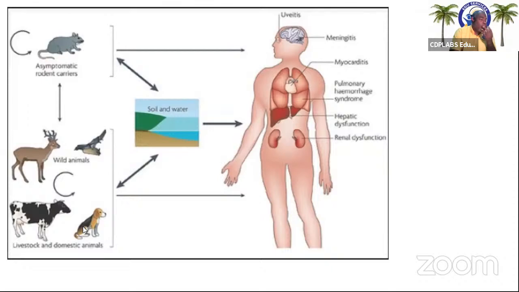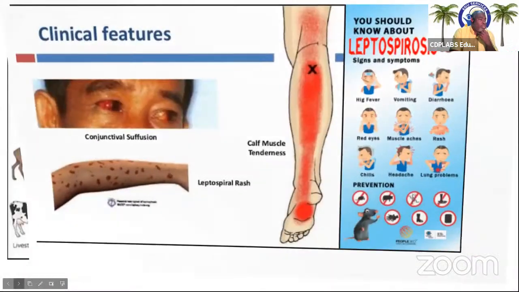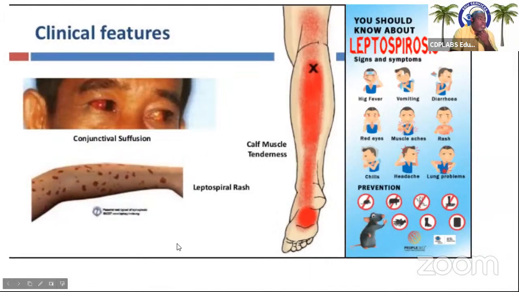So renal dysfunction can take place. Hepatic dysfunction can also take place. Lungs can be affected. No wonder why it kills you so quickly, right? So if you end up with leptospirosis, you need to run to the hospital.